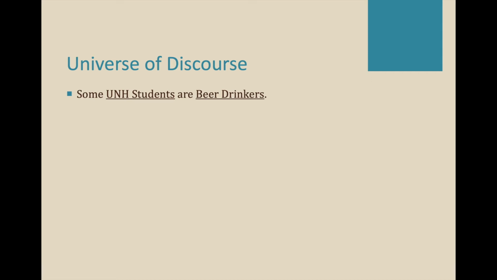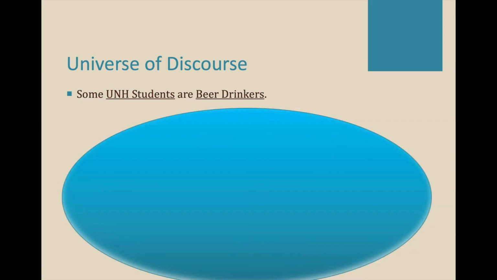Okay? So once we have a clear understanding of what the terms mean, then we've essentially defined our universe of discourse. Not the natural universe, right? But we're talking about classes or categories of people. We have UNH students and also by implication non-UNH students. And then we have beer drinkers and then also by implication non-beer drinkers. So we have those four categories or classes of people: UNH students and its complementary class, beer drinkers and its complementary class. And together, those four categories make up the universe of discourse for this two-term statement.